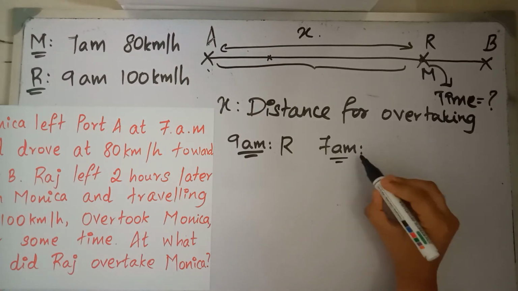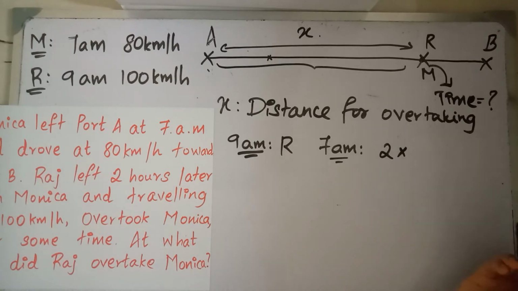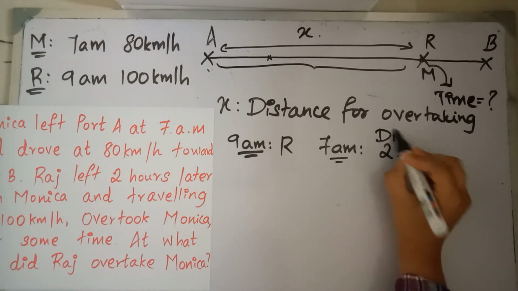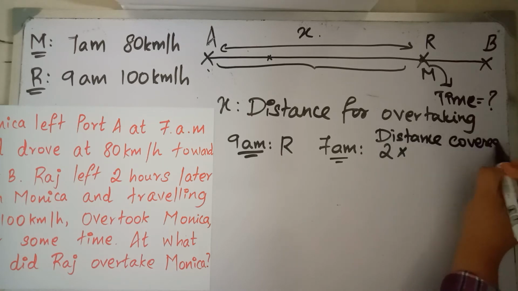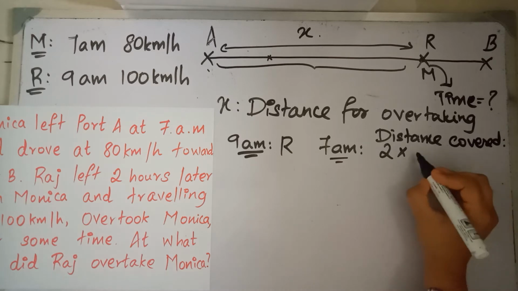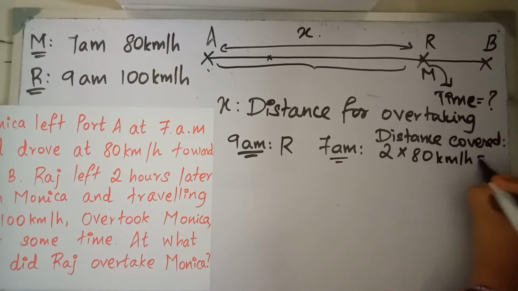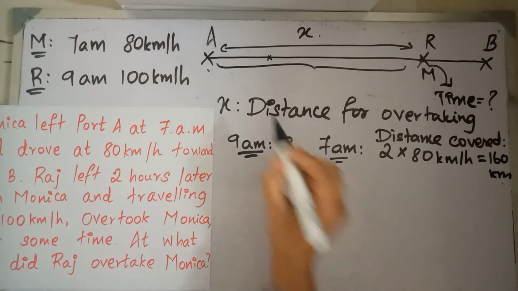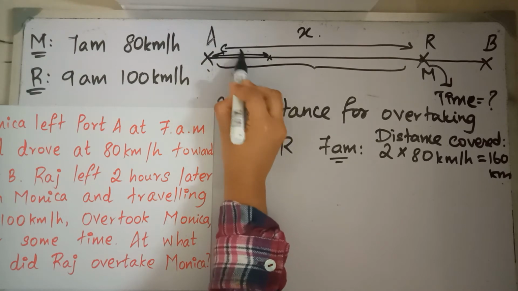She started at 7 and it's now 9, so 2 hours, 2 into her speed. This is the distance covered. That's what we're finding: the distance covered at 9 o'clock by Monica. 2 into her speed, which is 80 km per hour, and this will give 160 kilometers. So Monica would have already traveled 160 kilometers.